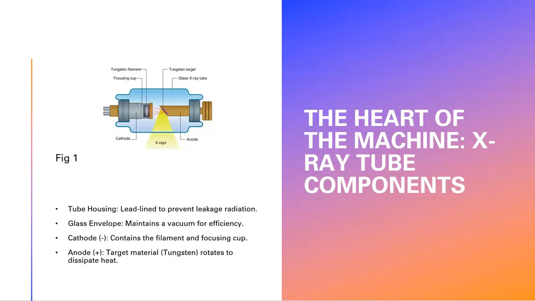Inside, we have a glass or metal envelope that maintains a perfect vacuum. This vacuum is absolutely essential. If there were even a few air molecules inside, the electrons would collide with them and lose their kinetic energy before ever reaching the target. On the negative side, we have the cathode, which acts as our electron launcher. And on the positive side, the rotating tungsten anode, which acts as our landing pad, designed to dissipate the massive heat generated during this process.